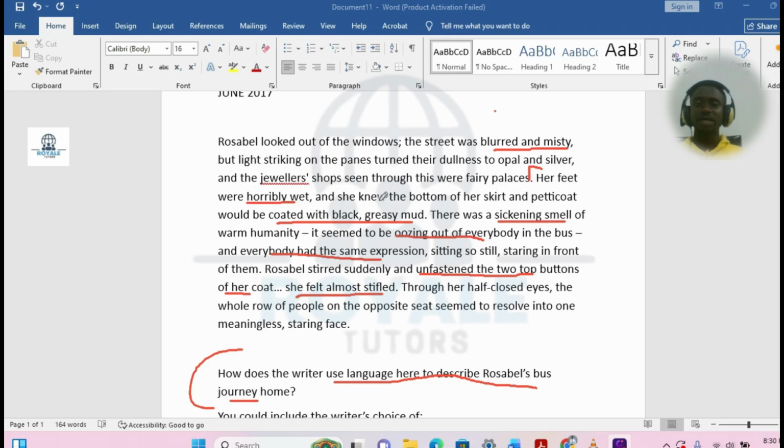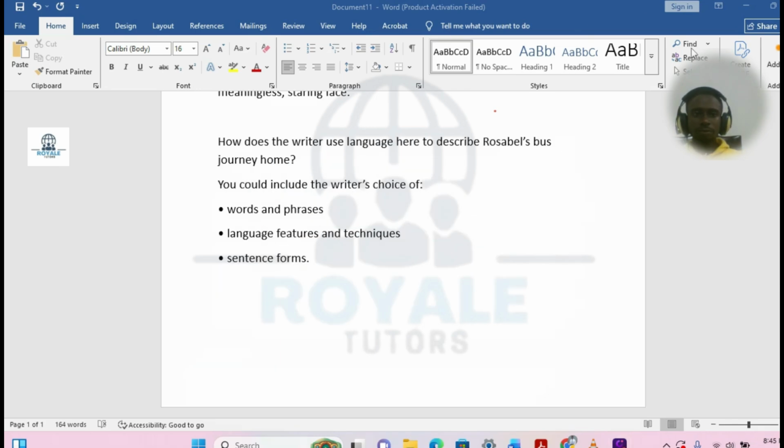For me, I feel like it was uncomfortable and unpleasant. That is going to be my main point. It was uncomfortable and unpleasant, and I'm going to bring out words to buttress my point. All right, so we're having a model response here. And the first thing we need is a point, and we have agreed that Roosevelt's bus journey home was described as unpleasant and uncomfortable.